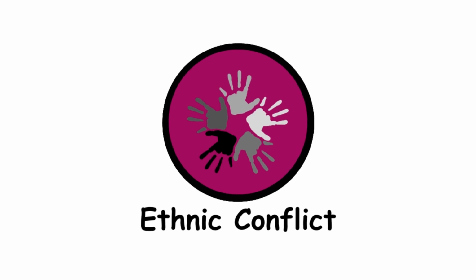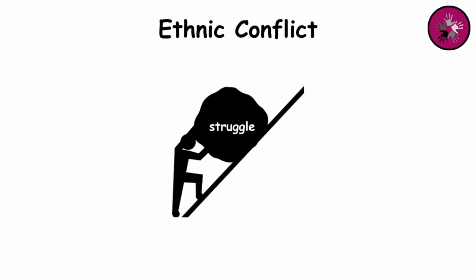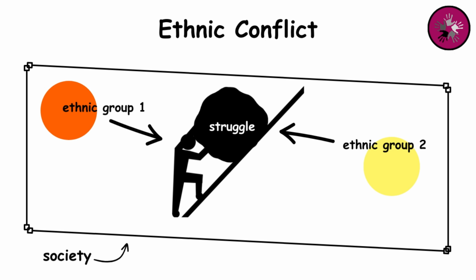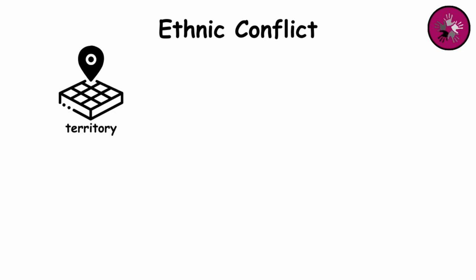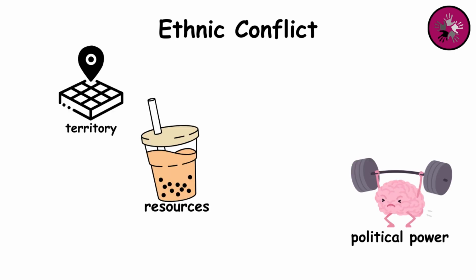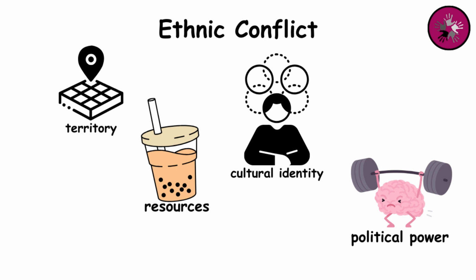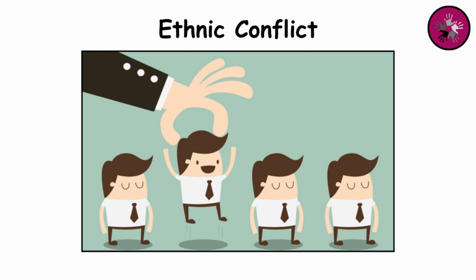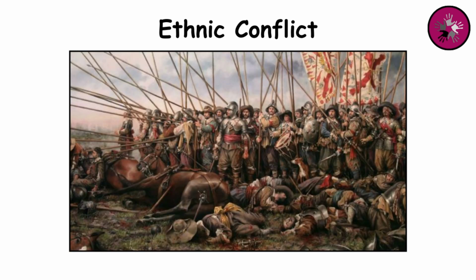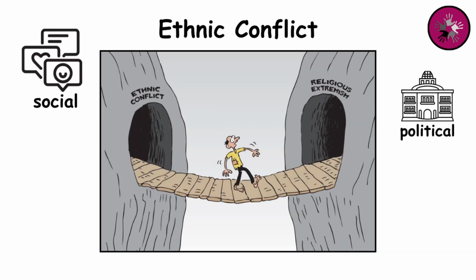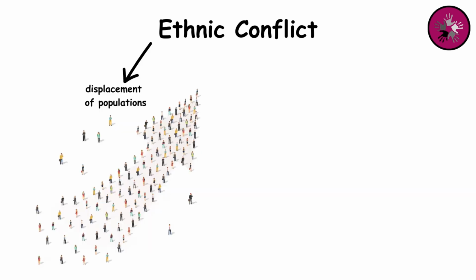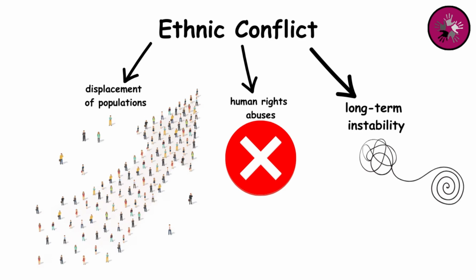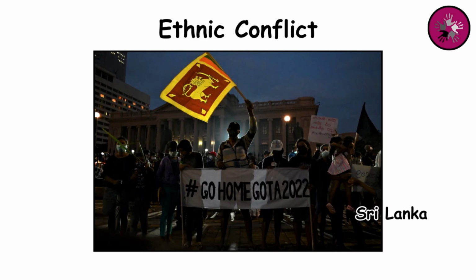Ethnic conflict. Ethnic conflict refers to the struggle between different ethnic groups within a society, often fueled by disputes over territory, resources, political power, or cultural identity. Ethnic conflicts may manifest as riots, protests, discrimination, or even full-scale warfare. They can have profound social, political, and economic consequences, leading to displacement of populations, human rights abuses, and long-term instability. Examples include the ethnic conflicts in Rwanda and Sri Lanka.